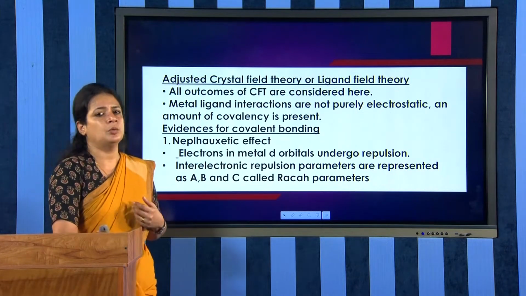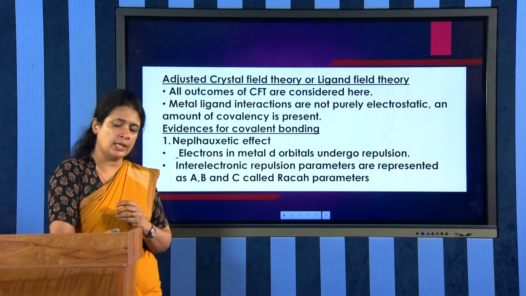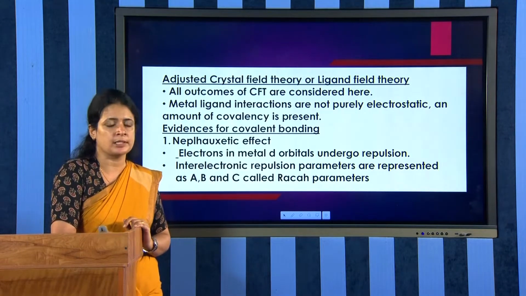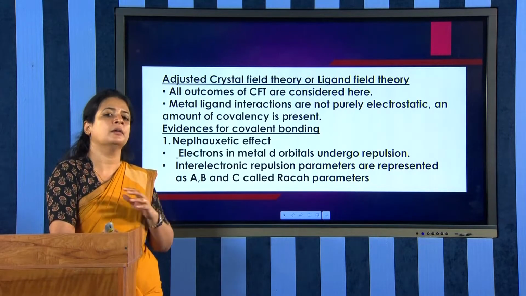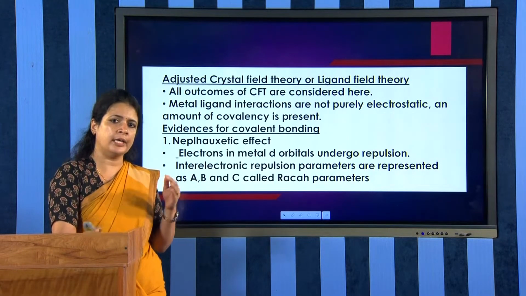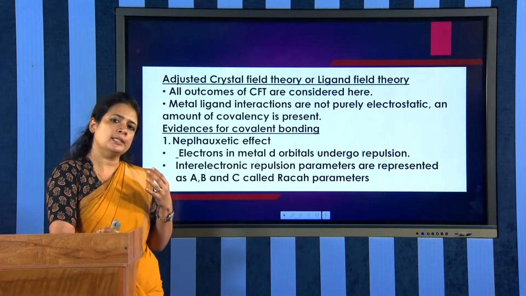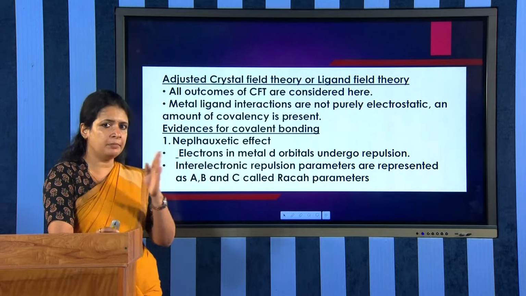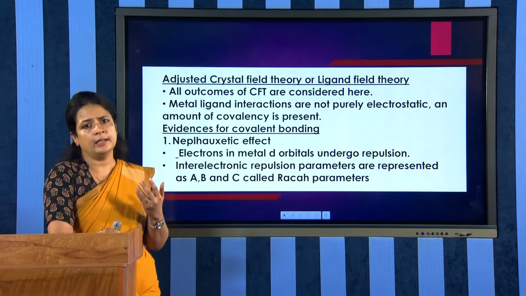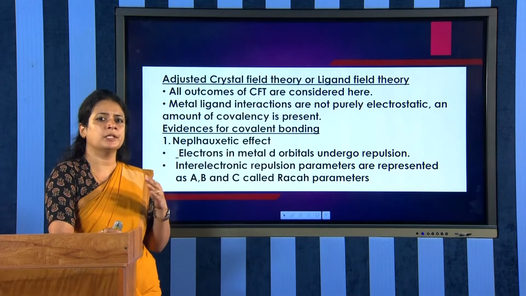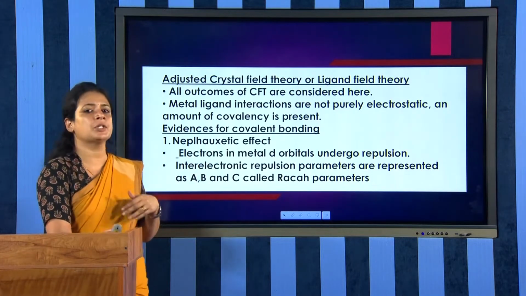Before that, I have to say that we have d orbitals and we have d electrons, that is, electrons which are occupied in the d orbitals. In the metal, the d electrons will have a kind of repulsion. When the electrons are filled there, there will be repulsion between the electrons, and that is called interelectronic repulsion. And in the metal, if there is a repulsion, there will be a parameter showing the interelectronic repulsion.